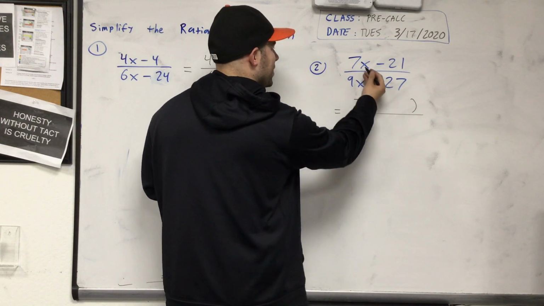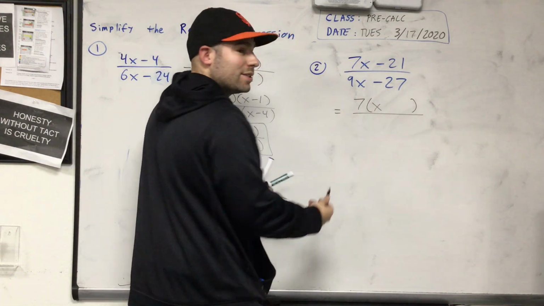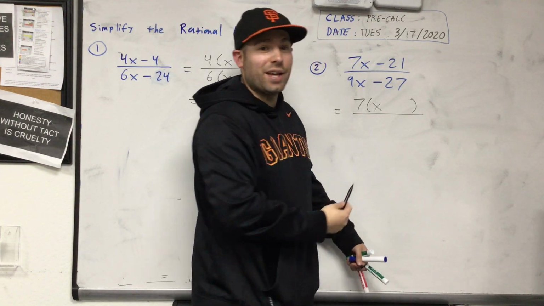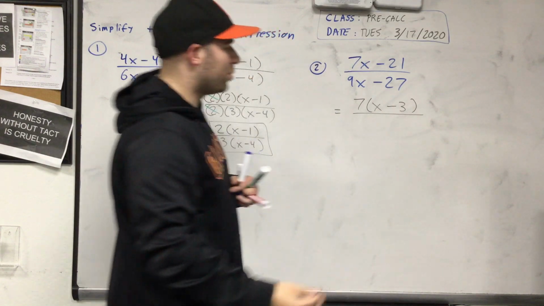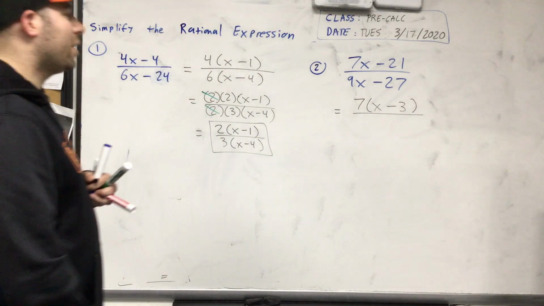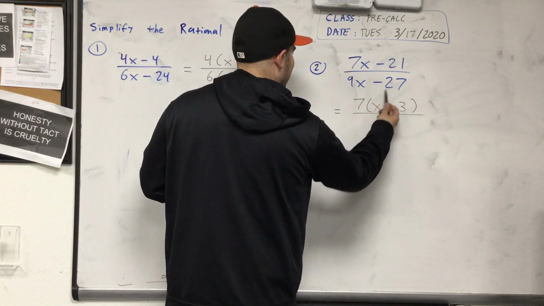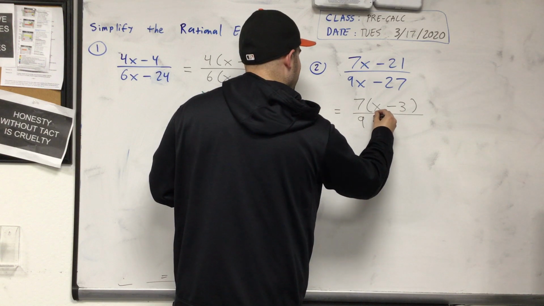7 times what is 7x? 7 times x is 7x. 7 times what is negative 21? 7 times negative 3 is negative 21. So that factors out into 7 times x minus 3. Looking at the bottom, do 9x and negative 27 have a common factor? Yes. Let's go with 9.